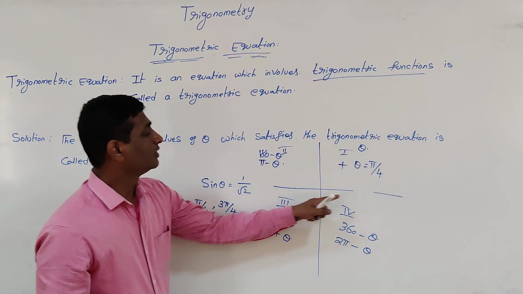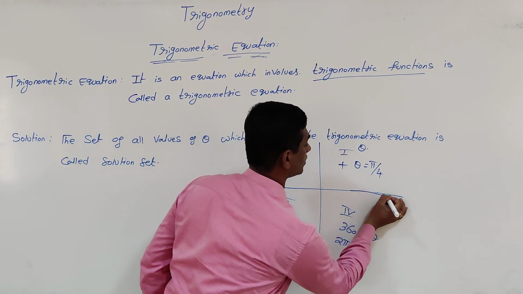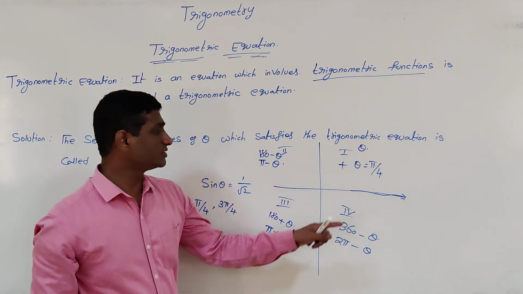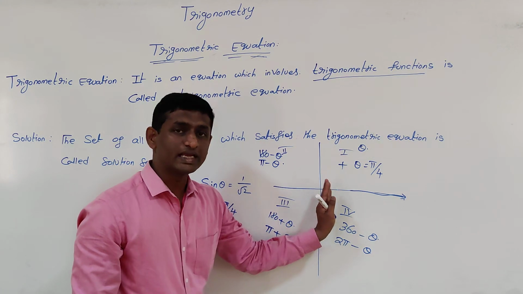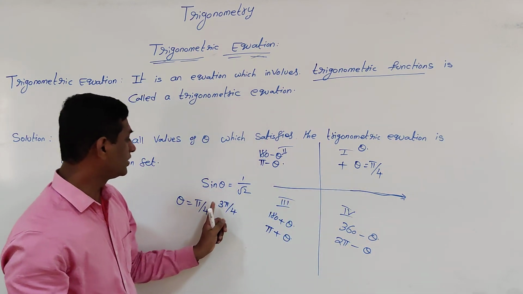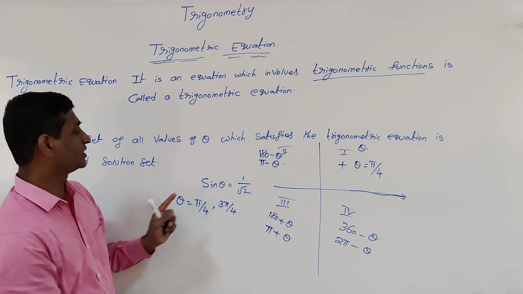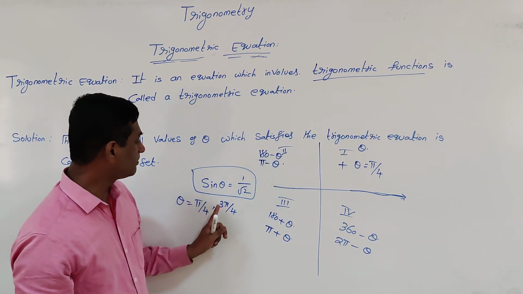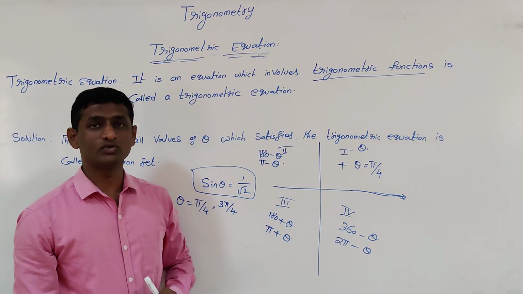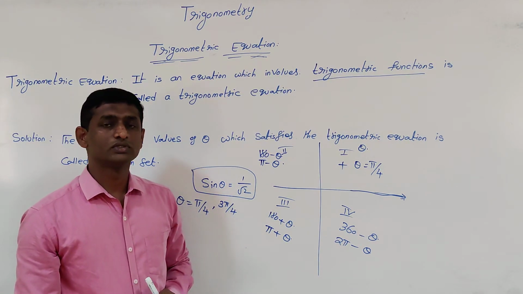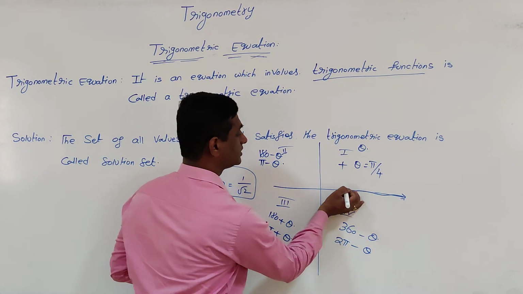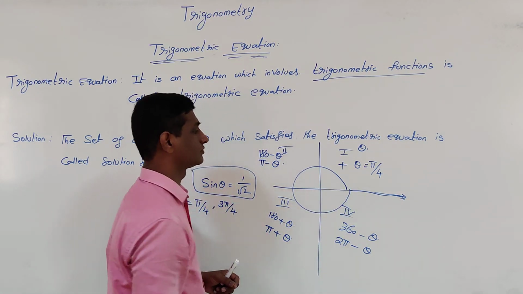Means if we rotate for one turn, means if we rotate for one cycle, theta is pi by 4 is one solution which satisfies the equation sin theta is equal to 1 by root 2. And if theta is 3 pi by 4 also, sin theta is 1 by root 2. So that is for one turn. Again, this is one cycle.